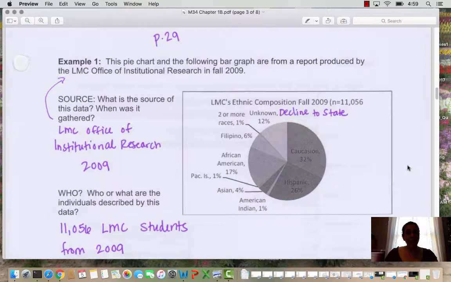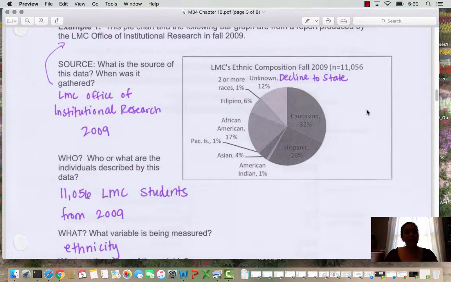Example 1 shows us a pie chart of the LMC ethnic composition from fall 2009. Here where it says N equals 11,056, it's telling us the number of students in fall 2009. The first question we always ask about our data is, what is the source of this data? This came from the LMC Office of Institutional Research in 2009. The Office of Institutional Research collects data about students, and the data that we need to report to the state as a community college. One of the surveys that they conduct is about the ethnic composition.